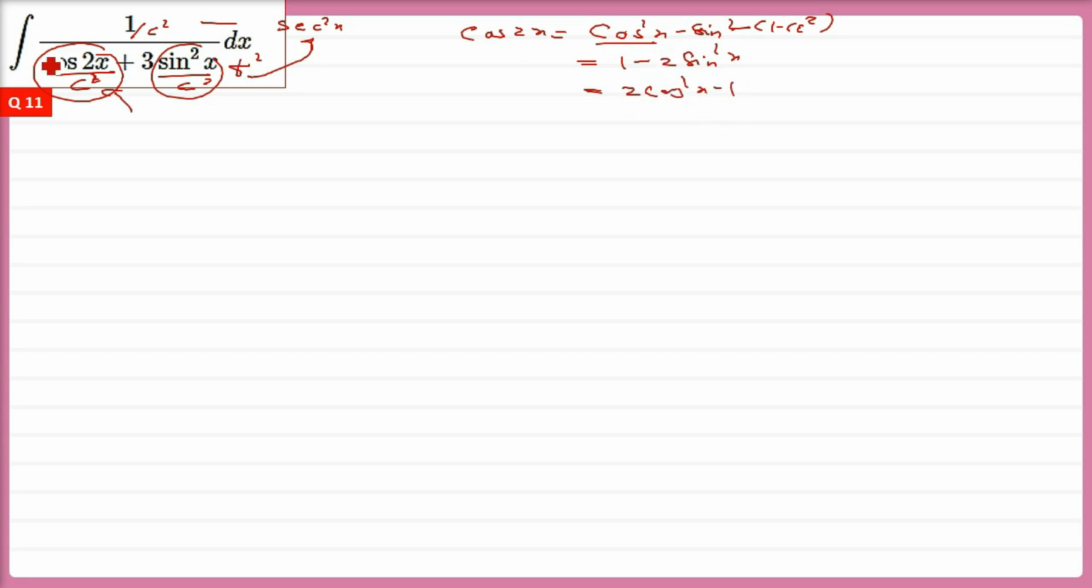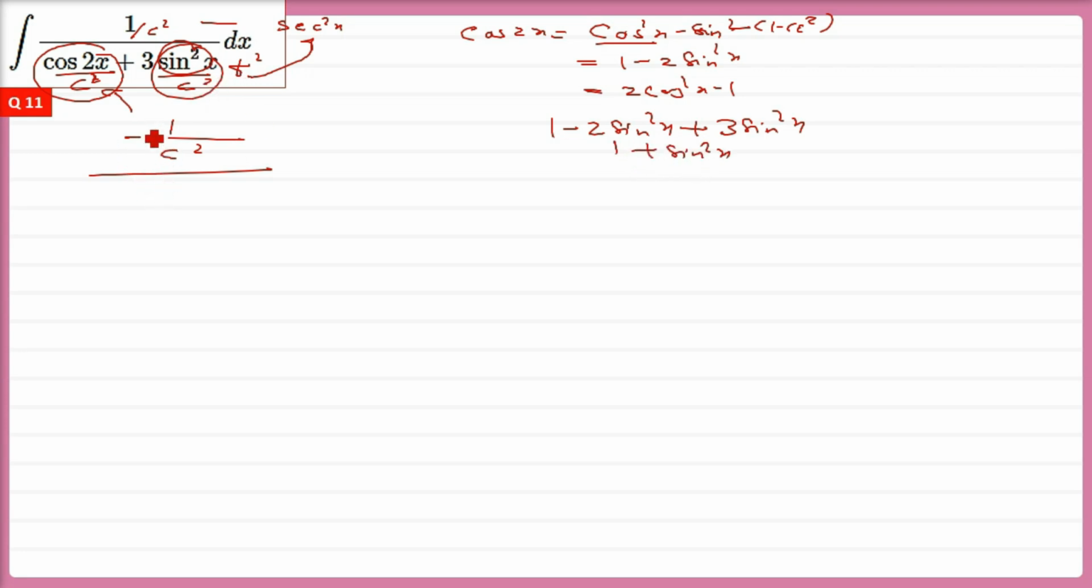But we have to see what is along with this cos 2x, which is 3 sin square x. So we will replace cos 2x in terms of sin square x. So divide by cos square x, that is already there. So I'm writing this cos 2x as 1 minus 2 sin square x, plus 3 sin square x is already there. So this will give you what? 3 minus 2 is 1. So 1 plus sin square x you got.